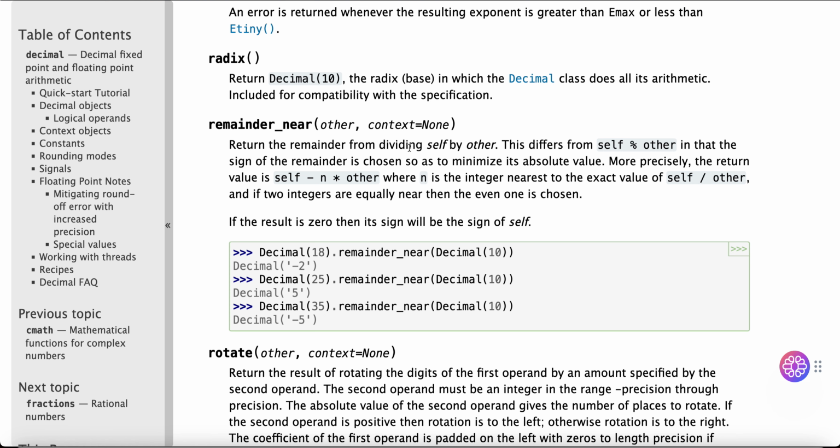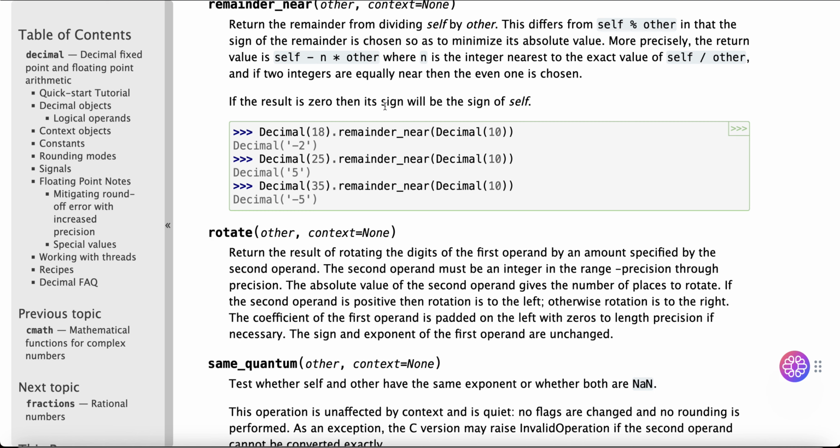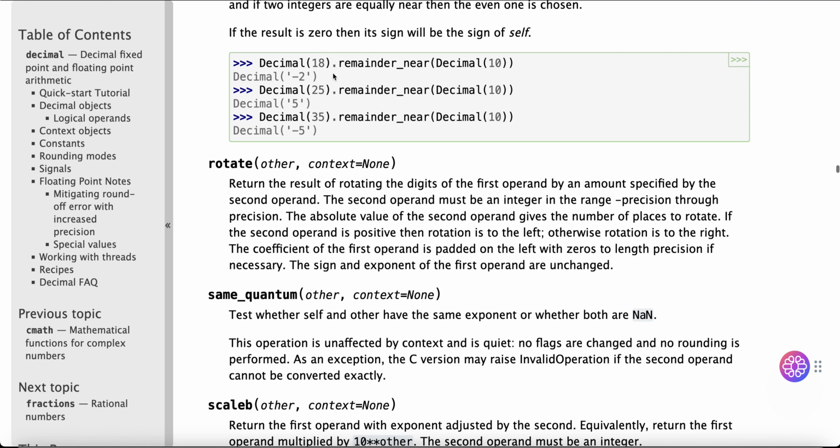Return the remainder from dividing self by other. This differs from self % other in that the sign of the remainder is chosen so as to minimize its absolute value. More precisely, the return value is self - n * other, where n is the integer nearest to the exact value of self / other, and if two integers are equally near, then the even one is chosen. If the result is 0, then its sign will be the sign of self.